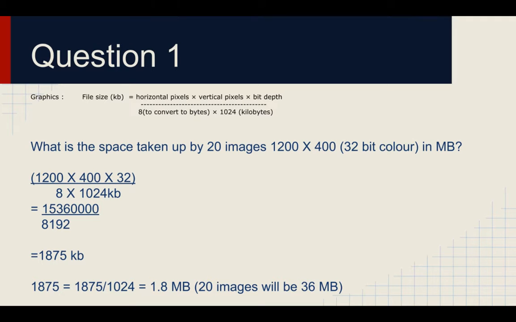I get 1,875 kilobytes. We then of course need to convert this into megabytes. So we divide again by 1024, which equals 1.8 megabytes. Now of course the original question asked us what is 20 images, so the space taken up by 20 images, and we need to times that 1.8 by 20 to get the 36 megabytes.